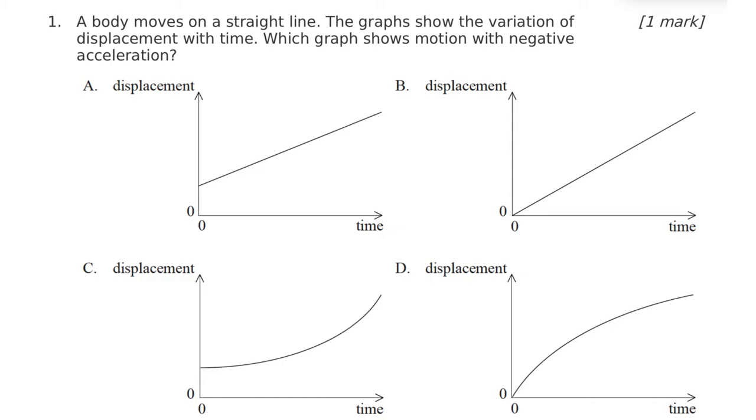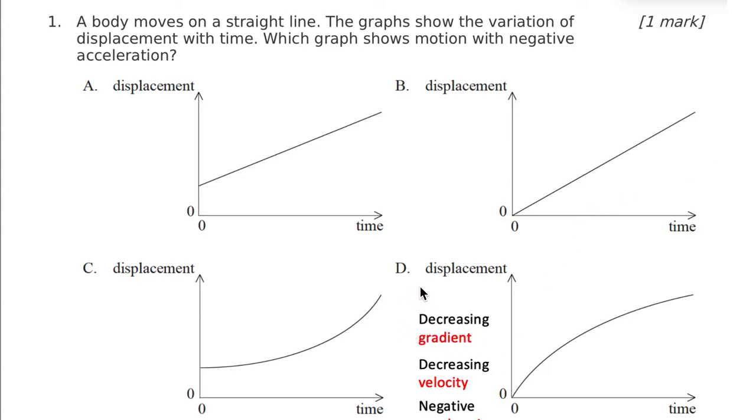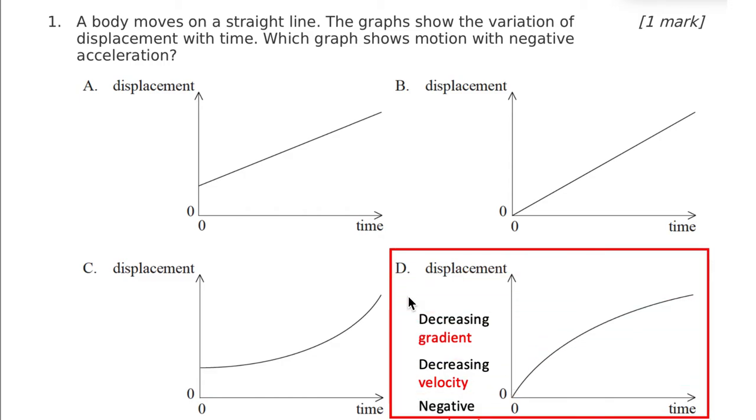We've got to link that to our displacement time graph, and we do so via the fact that the gradient of a displacement time graph is the velocity. We therefore need to find the graph which shows a decreasing gradient, because that would show a decreasing velocity and therefore a negative acceleration. And that one is our graph D, which obviously is curving down. It's got a decreasing gradient, therefore a decreasing velocity, and therefore a negative acceleration. So that's why the answer here is D.